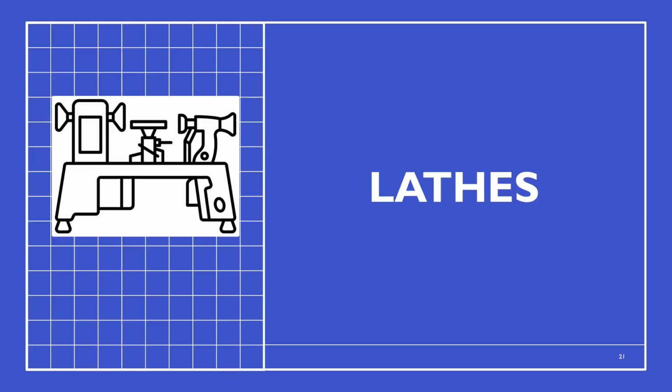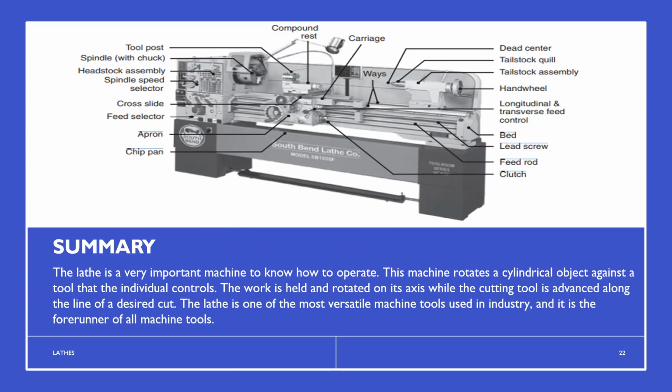I will be covering lathes next. The lathe is a very important machine to know how to operate. This machine rotates a cylindrical object against the tool that the individual controls.